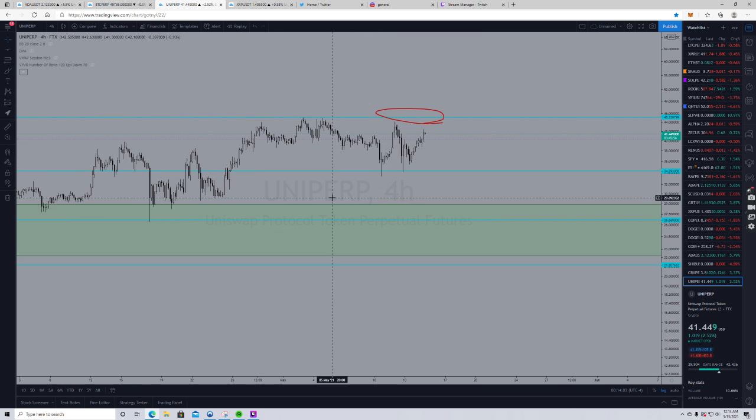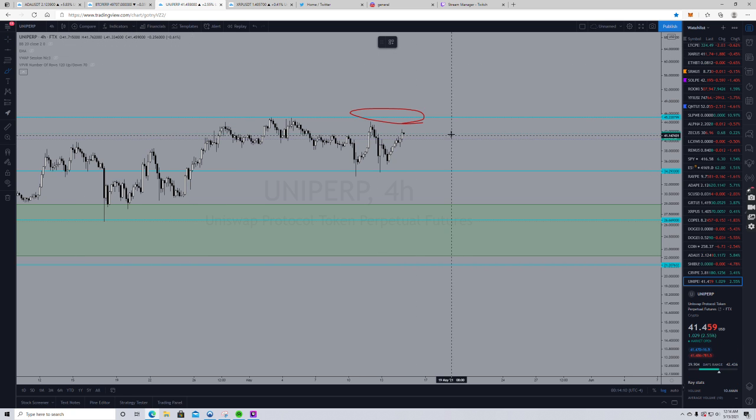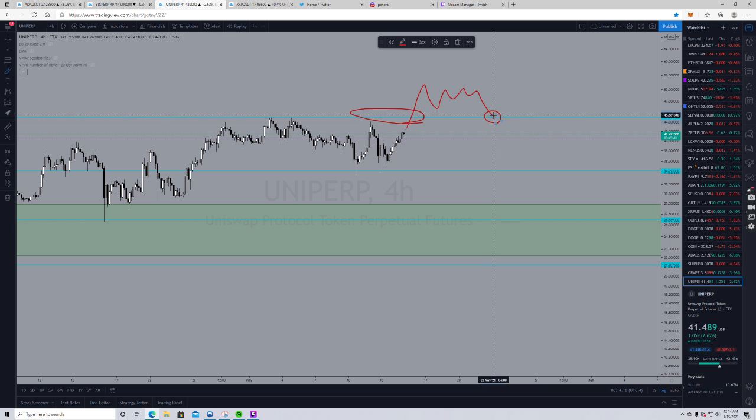So a break of this range and then trading above it and retesting is where I would take a position to go a little bit higher to the upside. I would feel comfortable with that.